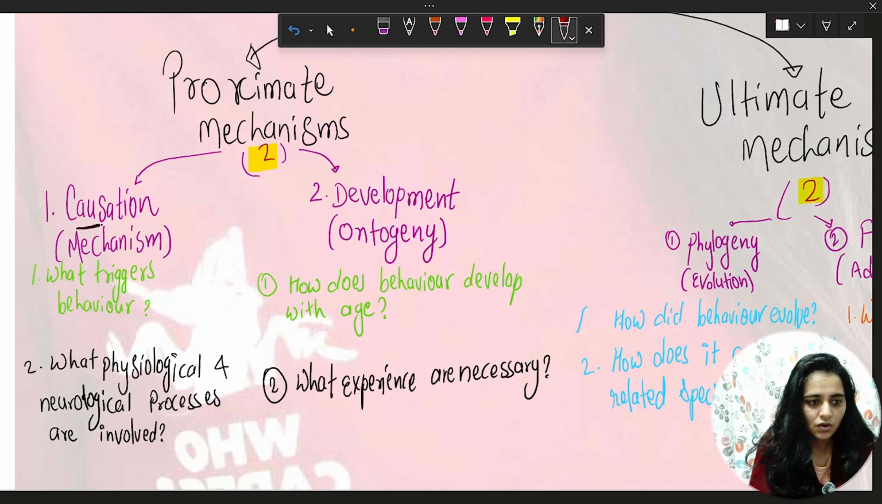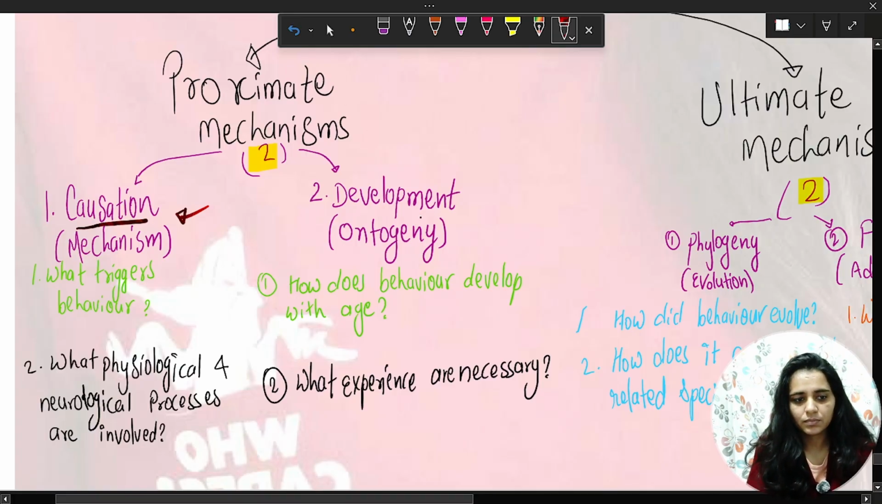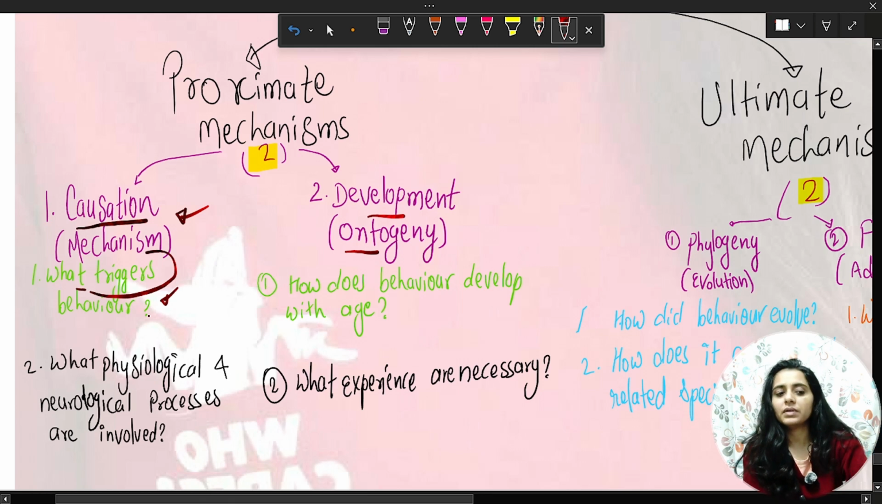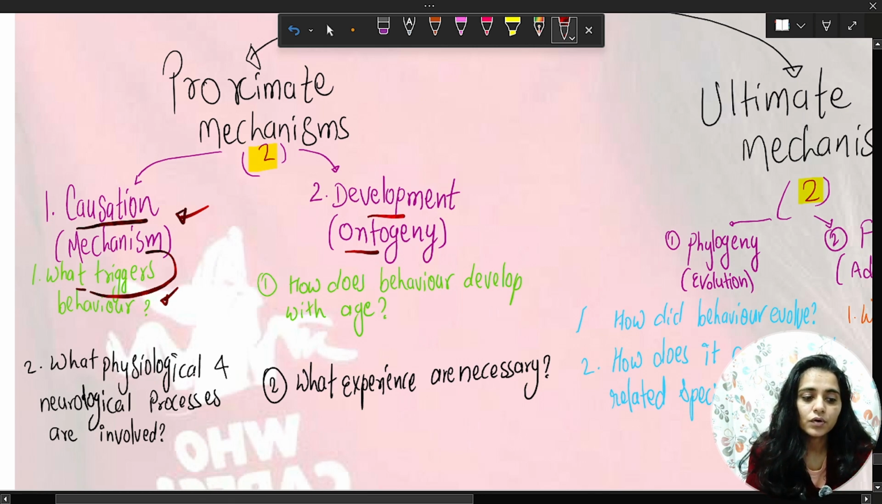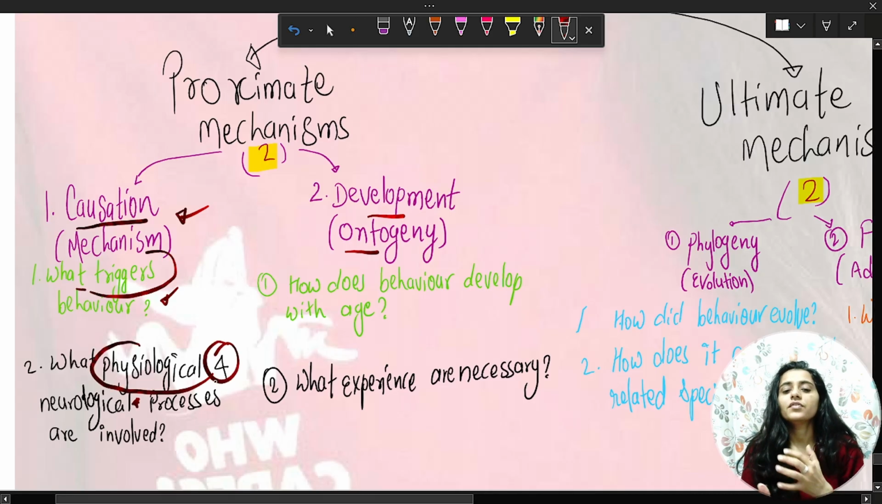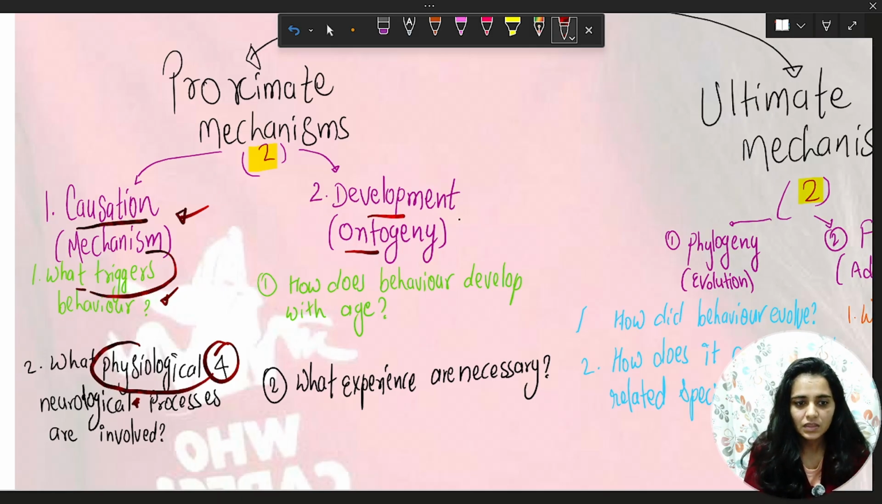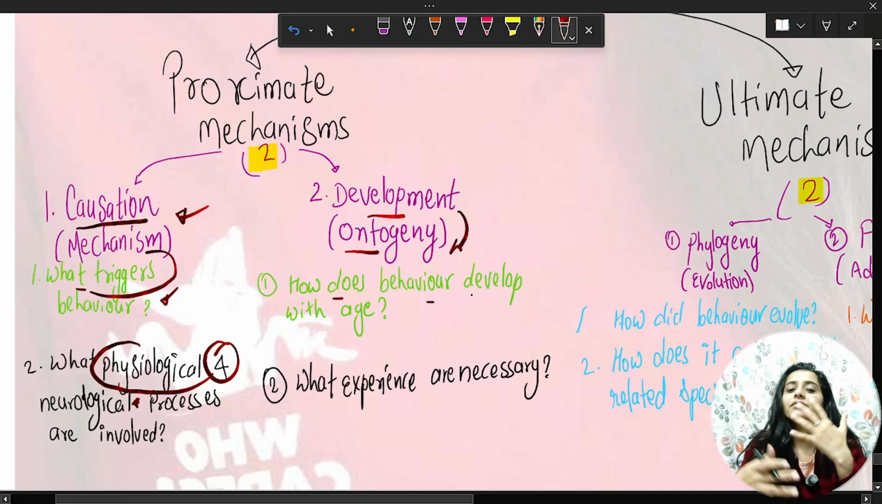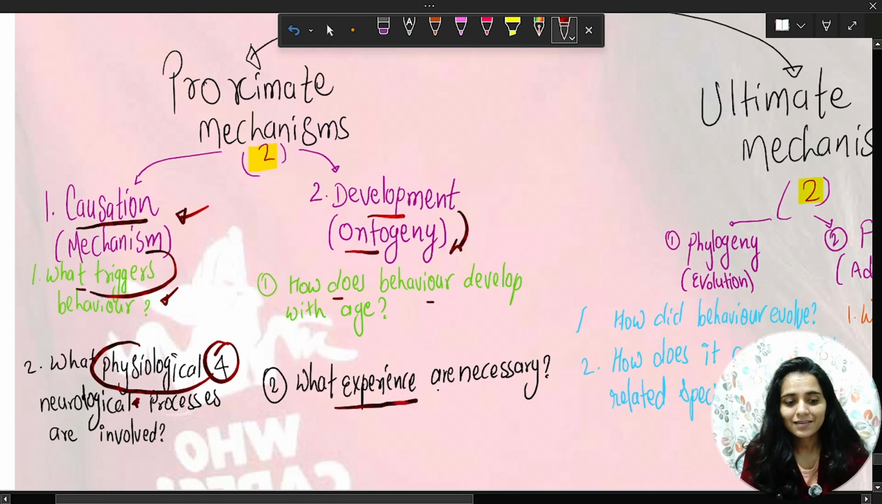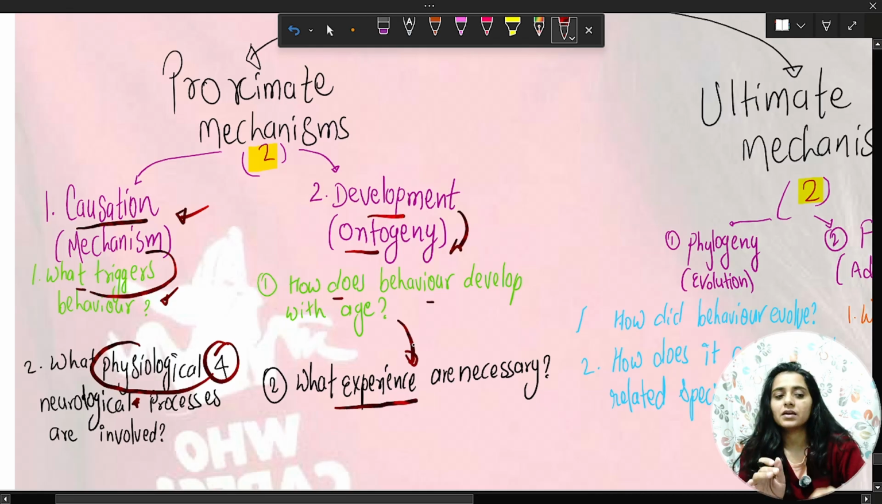What is the cause, what is the mechanism of the proximate behavior, and how does it develop? Development is considered ontogeny. So there are two questions: what triggers the animal to behave in a particular way, and what is the physiological and neurological process behind the trigger of the behavior. And development: how does behavior develop with age, and what experience is necessary for that development.